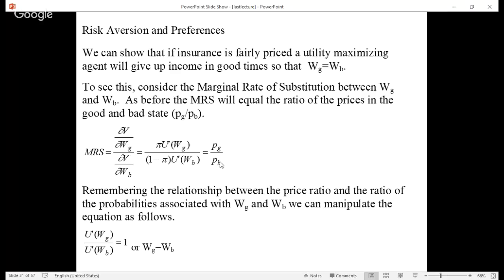So remembering the relationship between the price ratio, PG over PB, and the ratio of probabilities, pi over 1 minus pi, I flip them over, take this pi and bring it over here, and PG is equal to pi, so they cancel. 1 minus pi is equal to PB. I multiply both sides by m. This goes away. I have 1 minus pi over PB, and they cancel. So I end up with U prime WG over U prime WB equal to 1, or what we set out to prove: in this case, the wealth in good times will equal wealth in bad times with the fair insurance.